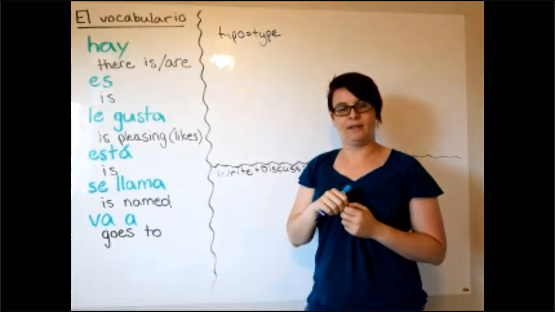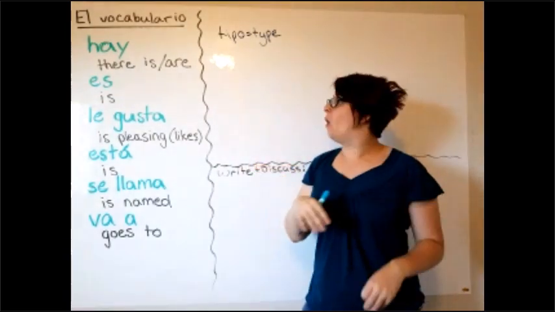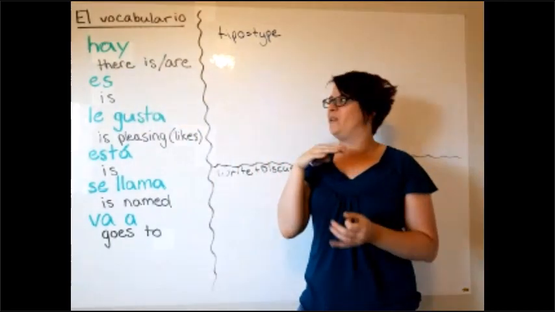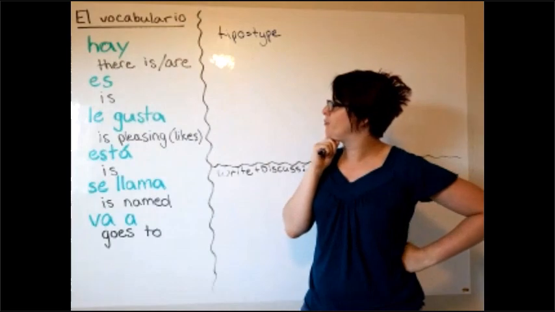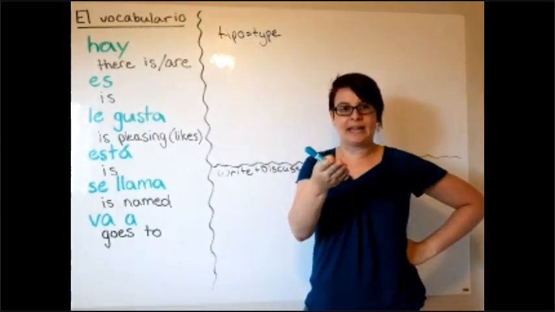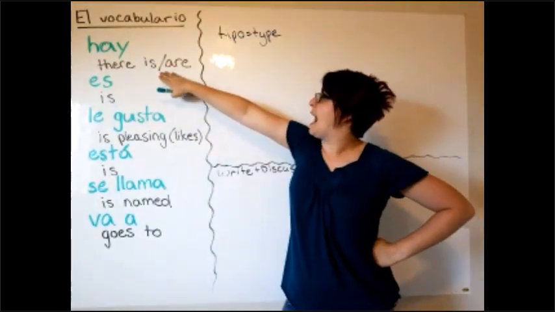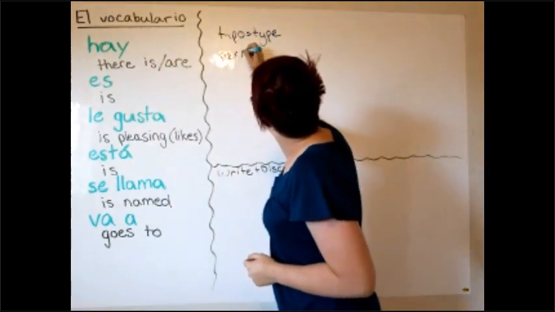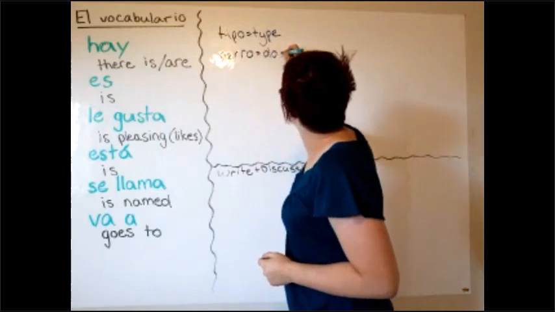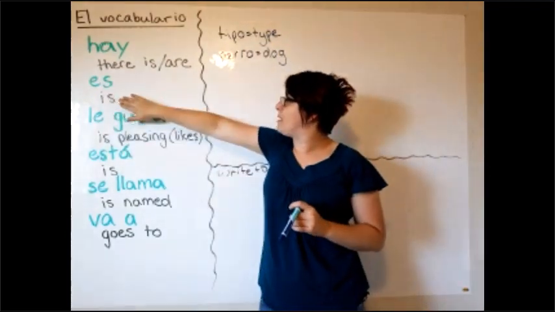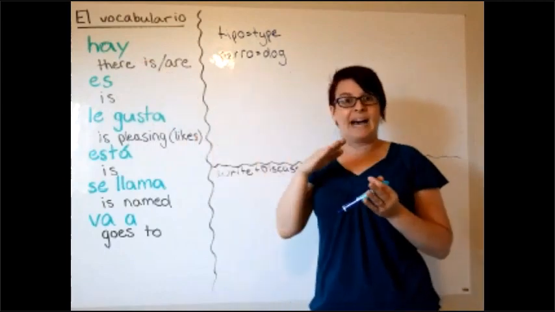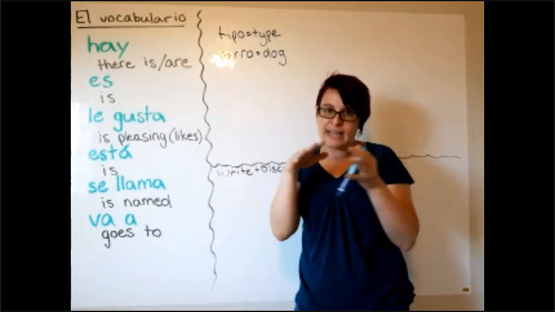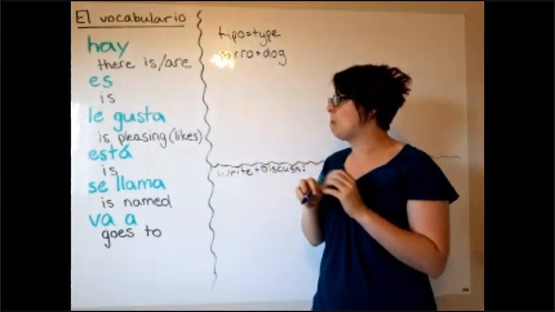Botond, ¿es el perro grande o es el perro pequeño? No es grande y no es pequeño. Oh, es medio. ¿Mediano? Mediano. Oh, es mediano. En la familia de Botond hay un perro. Hay un perro. Y el perro es mediano. No es grande ni es pequeño, es mediano. Muy bien.